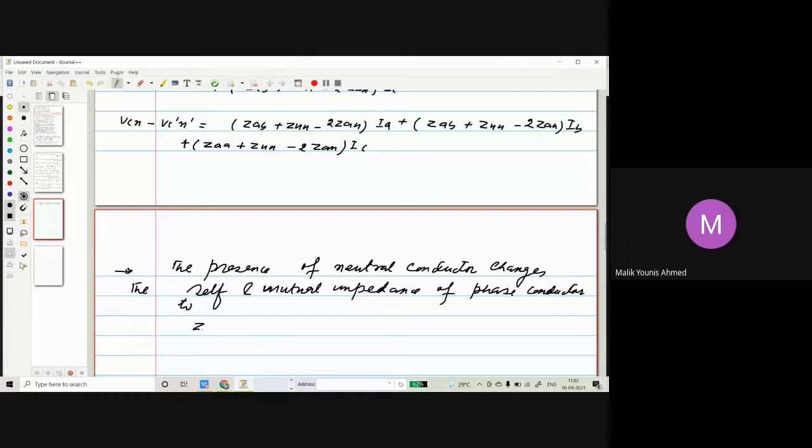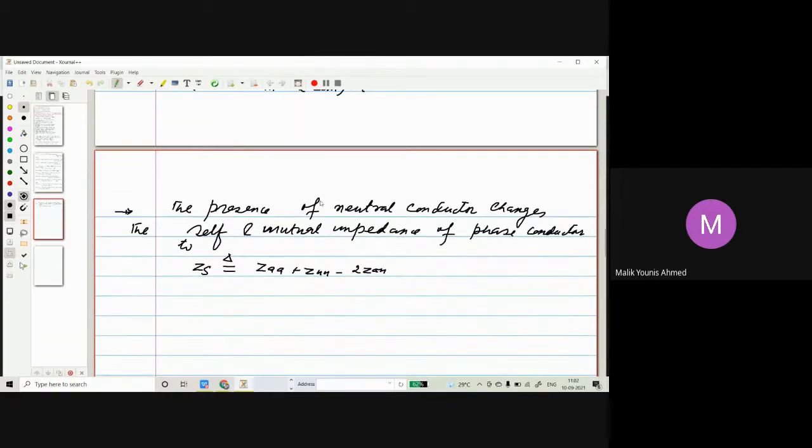So ZS, let us say ZS is the self impedance, that is approximately equal to ZAA plus ZNN minus 2ZAN. Because in each phase we have seen that self impedance in that particular phase is equal to ZAA plus ZNN minus 2ZAN, that you have seen. Now mutual impedance written as Zm, that is approximately equal to ZAB, you can see from the above equation also, plus ZNN minus 2ZAN.